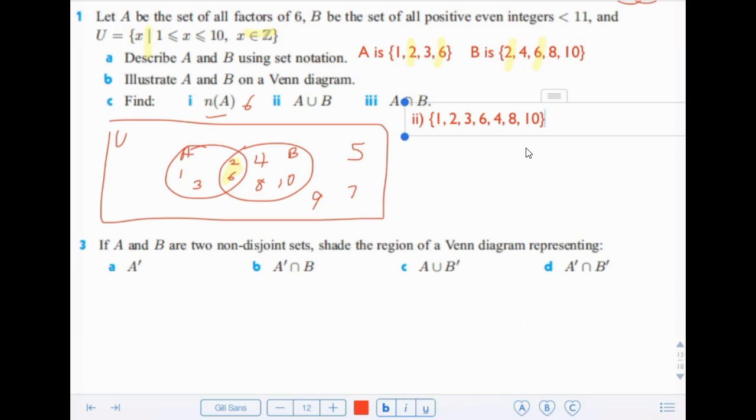Then 3. A intersect B. So A intersect B would just be 2 and 6, which are in the yellow region. Okay.